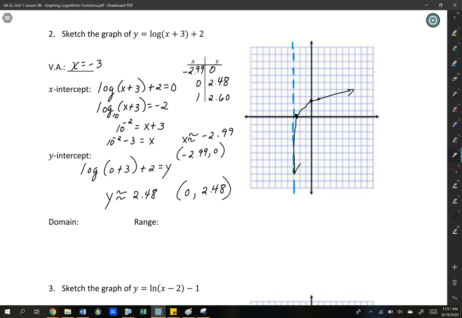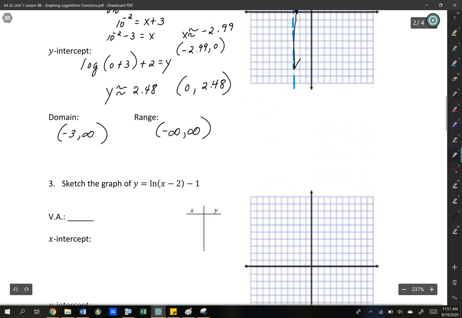All right, we have our graph drawn, and we can see that the domain is going to include anything after the value of negative 3. So negative 3 to infinity, and the range is all real numbers. We're including all the y values. Let's take a look at the next one.